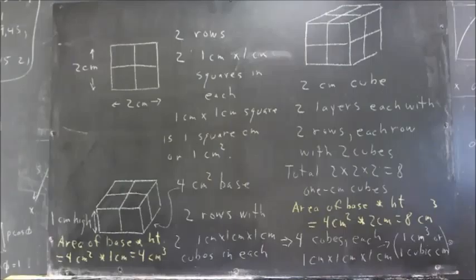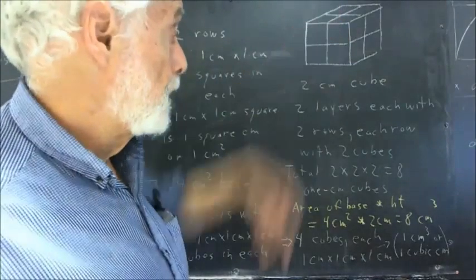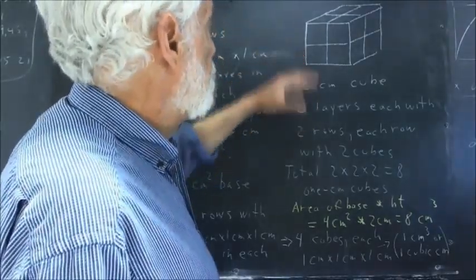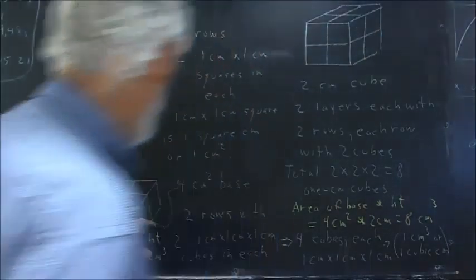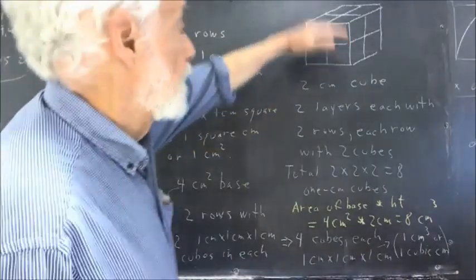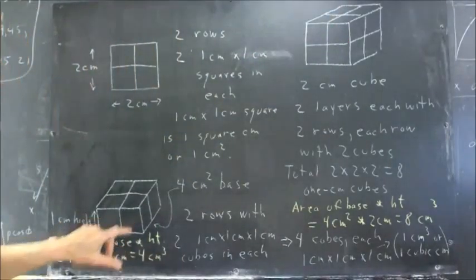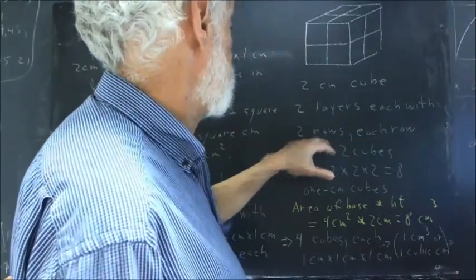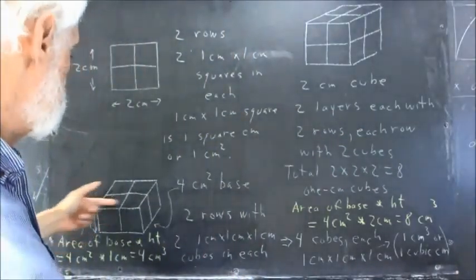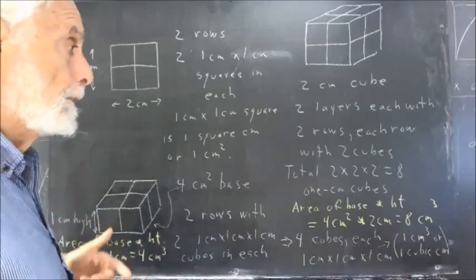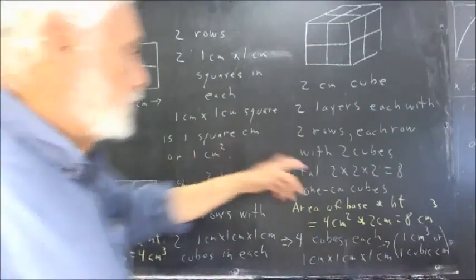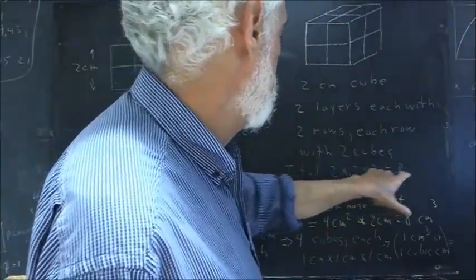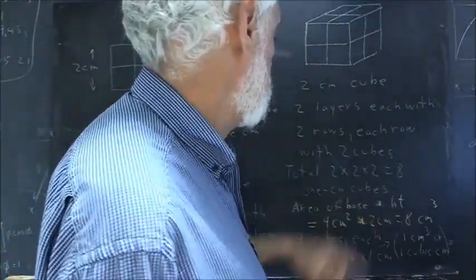Okay, so if we build the 2 centimeter cube as we did, we have what? First of all, we have 2 layers. We have a layer here that's identical to this, and then we have a second layer on top of that that's identical. So we have 2 layers, and each layer has 2 rows of cubes, a row here and a row here, and each of those rows has 2 cubes in it. So we have a total of 2 times 2 times 2, or 8 1 centimeter cubes.